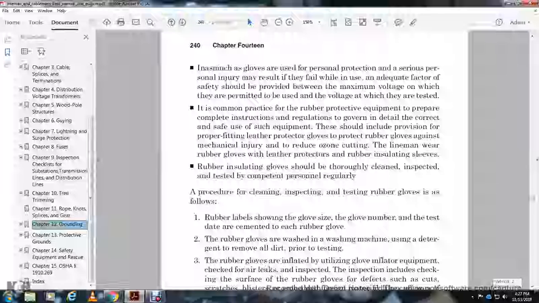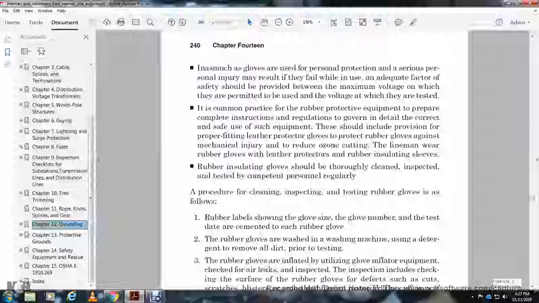It is common practice with rubber protective equipment to prepare complete instructions and regulations that govern the detailed protective safety of such equipment. They should include the provision of leather protective gloves worn over the rubber gloves to protect the rubber glove against mechanical injury and to prevent ozone cutting. Linemen wear rubber gloves with leather protectors, along with rubber insulating sleeves.